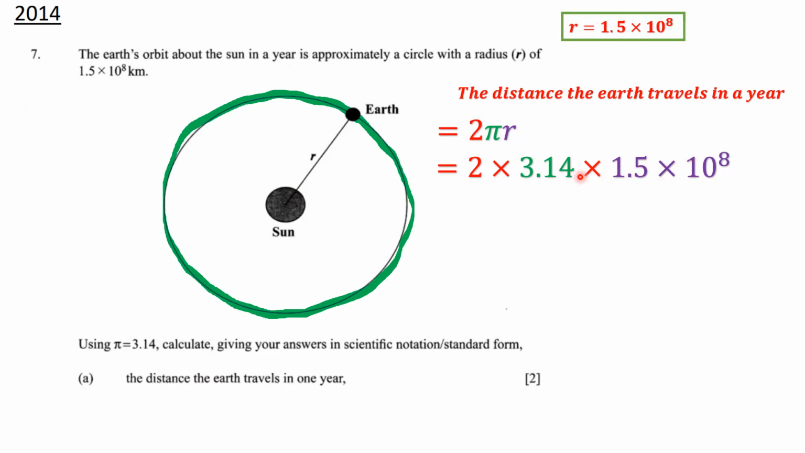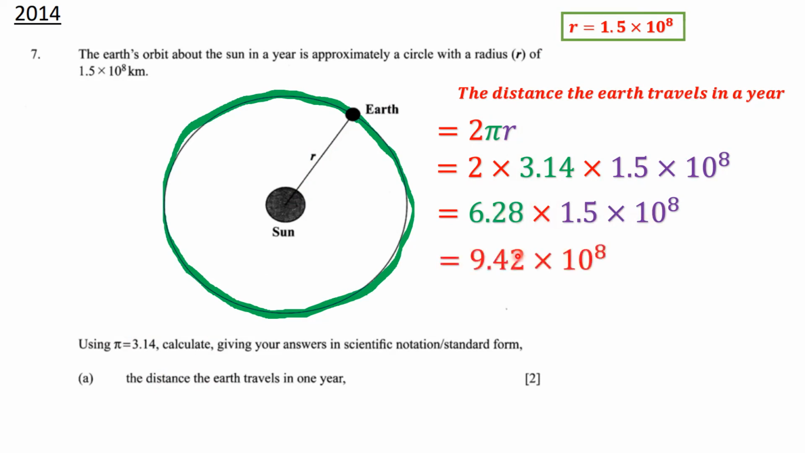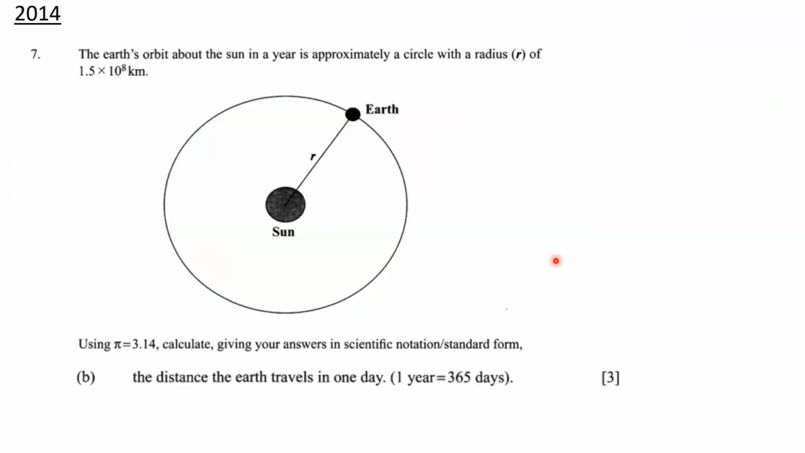Now we multiply. We multiply 2 times 3.14, and 2 times 3.14 is 6.28, and we keep 1.5 times 10 to the 8. Next, we multiply 6.28 times 1.5, and we get 9.42, and we bring down a 10 to the power of 8. So that means that the distance that the Earth travels in 1 year is 9.42 times 10 to the 8 kilometers. Okay, let's move on to the next question.